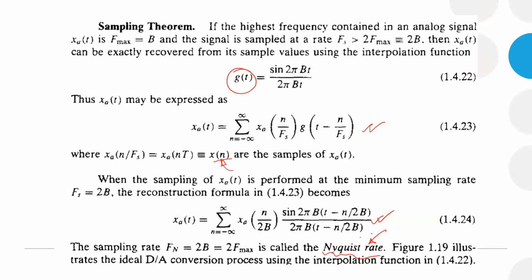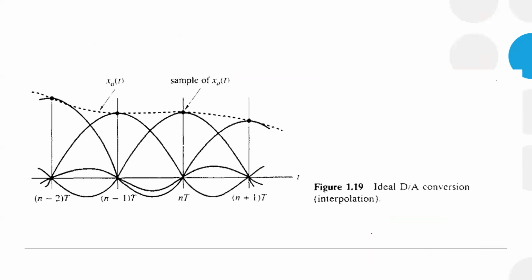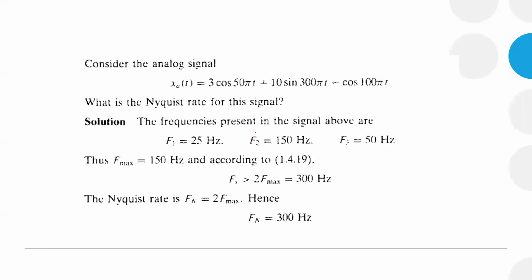The upcoming figure will illustrate the ideal digital to analog conversion process using the interpolation function. So this is the ideal digital to analog conversion. This interpolation method is used at the receiving end. From the number of samples, the receiver will try to reconstruct the exact analog signal, or the exact message signal, which has been transmitted from the transmitter.